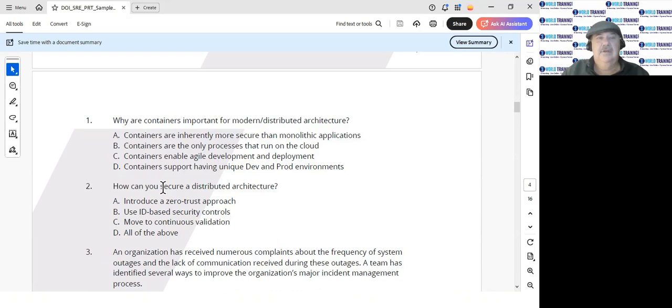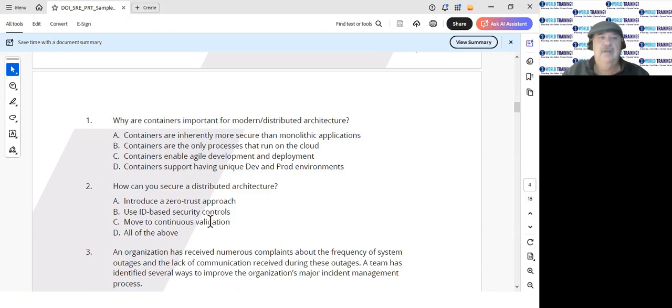How can you secure a distributed architecture? So we're talking about security here. Introducing a zero trust approach. That's true in general across all different aspects of systems, so it's certainly including the architecture, whether it's distributed or not. So A is a good answer. Use ID-based security controls. Yes, that's also a very good answer. Modern security is all about protecting assets that are identified through identifiers. It's no longer just about protecting perimeters of a data center or something. So B is also a very good answer.